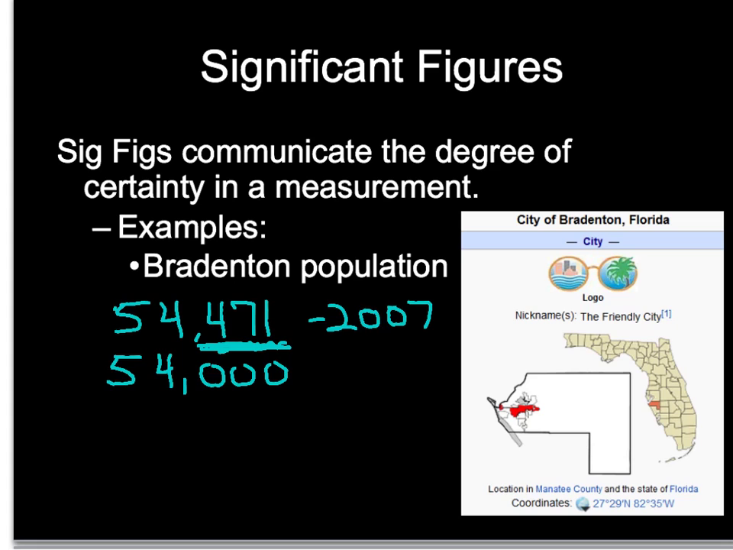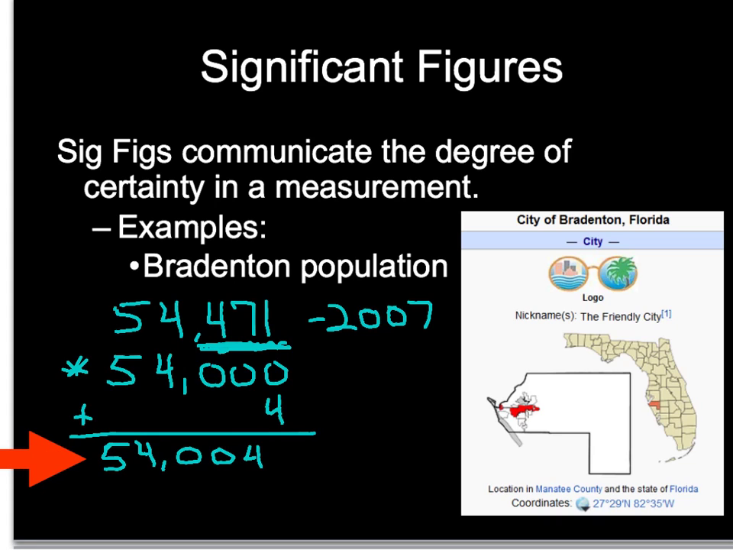Now, if two people move into Bradenton, so let's say we use this 54,000 number, and let's say a family of 4, let's make a full family of 4, moves into town. That would give you 54,004 people. Would you believe this number? I'm going to venture and say no, probably not. You're probably going to say that you can't just add 4 to a number that was estimated, and you would be correct in saying that. So that's what we're talking about with significant figures.